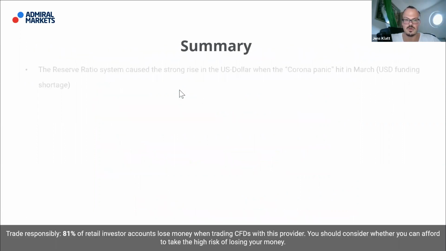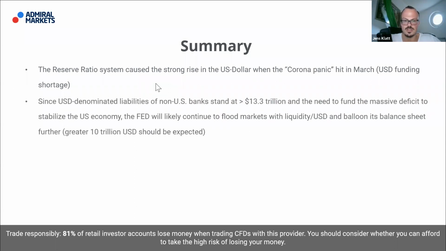So let's come to the summary. To explain what happened during the Corona peak in the US dollar, you have to look at the reserve ratio system, which caused the strong rise in the US dollar when the Corona panic hit in March, and there was a classic USD funding shortage, in fact.